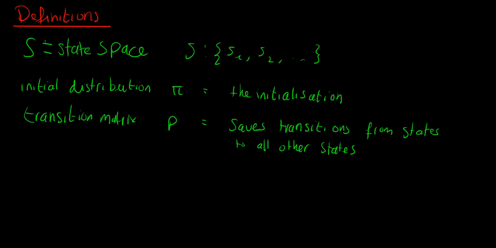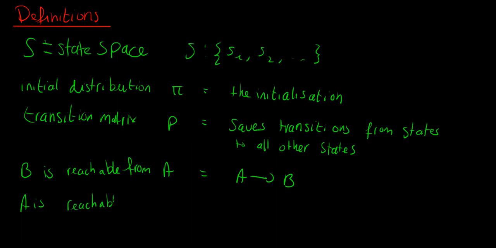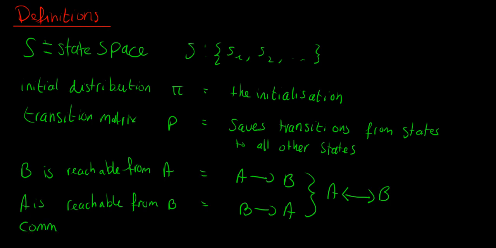Then we say that B is reachable from A if we can get from state A to state B, which we denote with A with an arrow to B. If it is also possible to get from B to A, so A is reachable from B, then we denote that with an arrow from B to A, and together you can write this as this, which is also called communicating states.